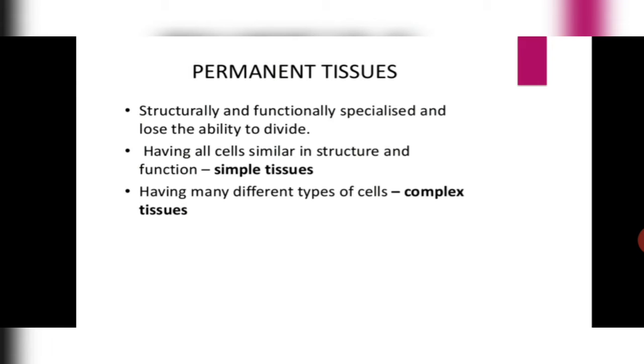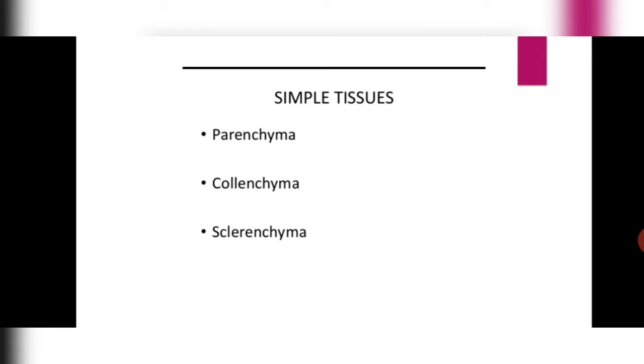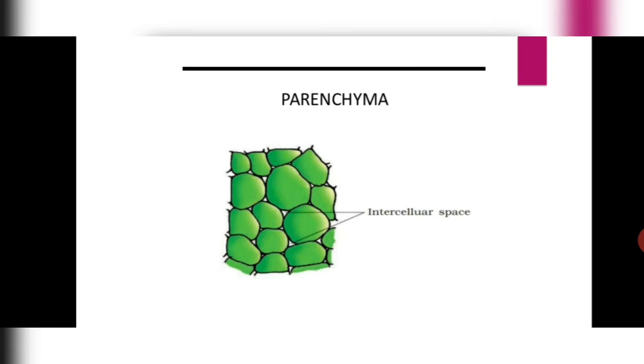Structurally and functionally specialized tissues which are not able to divide further are known as permanent tissues. Those having all cells similar in structure are known as simple permanent tissues, and the ones having different types of cells are called complex permanent tissues. The simple permanent tissue has further been divided into three types, that is the parenchyma, collenchyma and sclerenchyma.